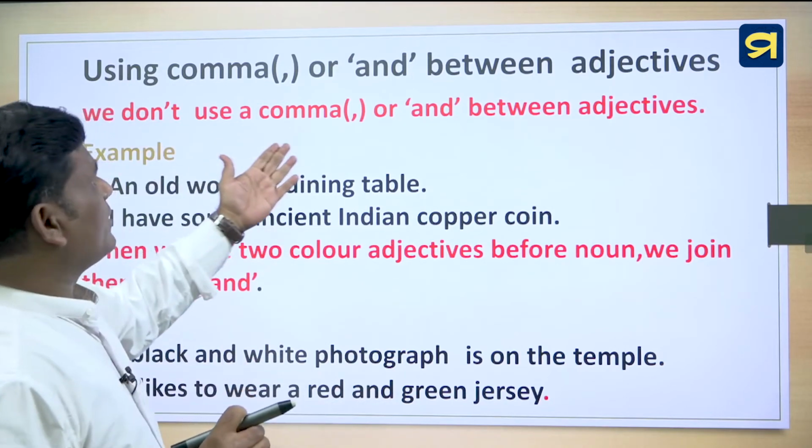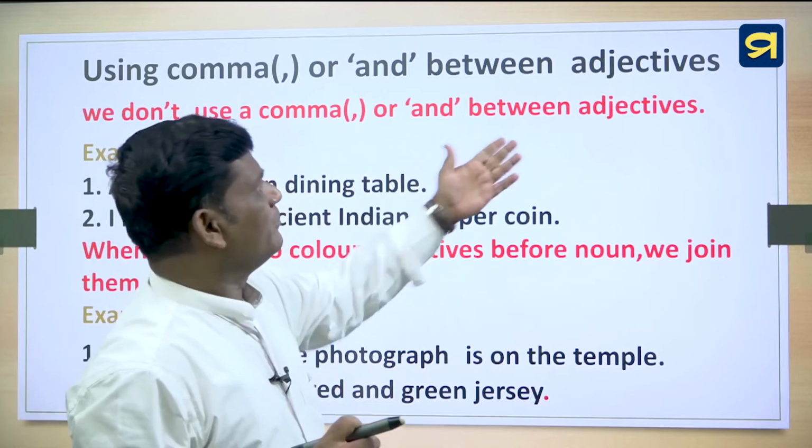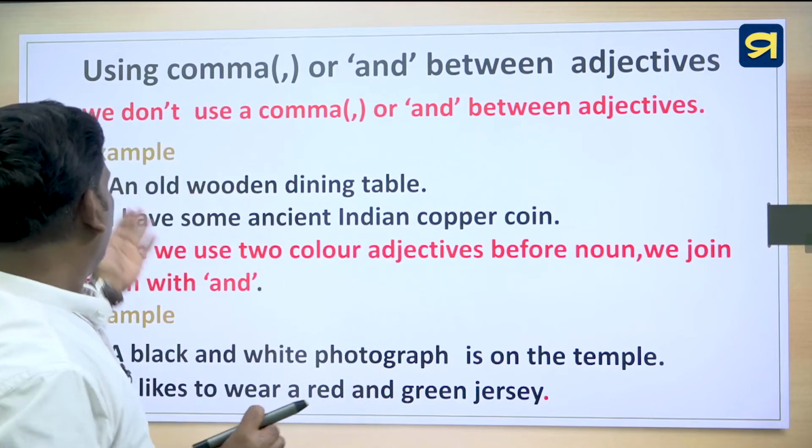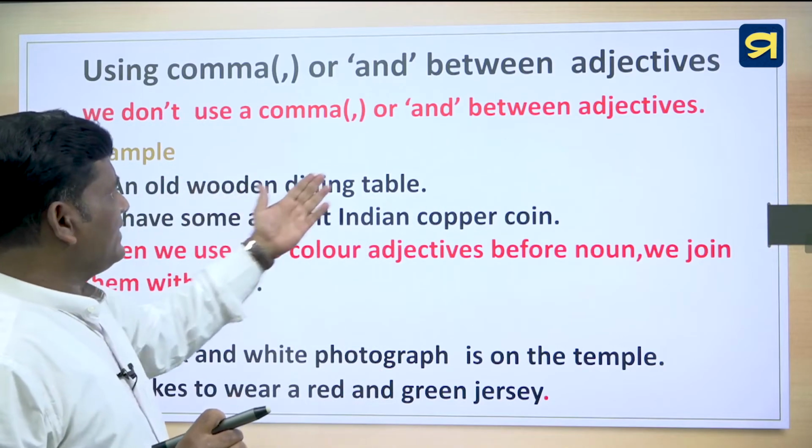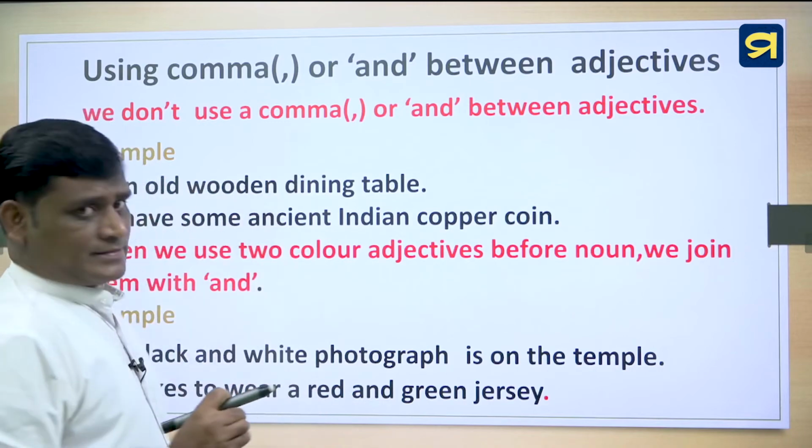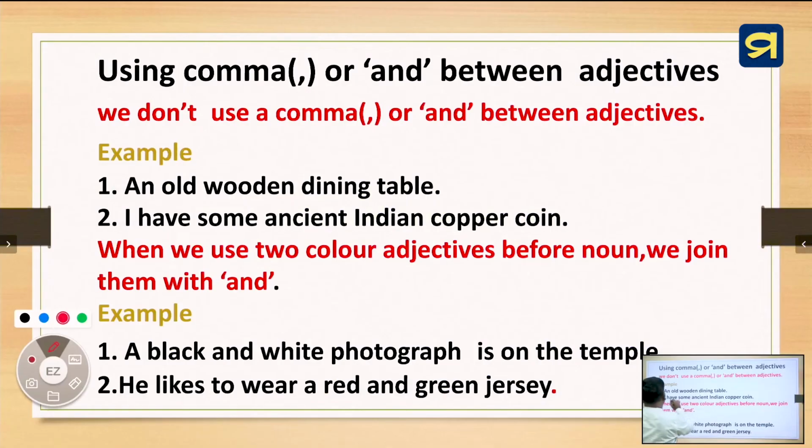We don't use a comma or an "and" between adjectives. For example, an old wooden dining table. It is a noun phrase. These are the adjectives: old, wooden, dining. And it followed a pattern. And there is no comma here.